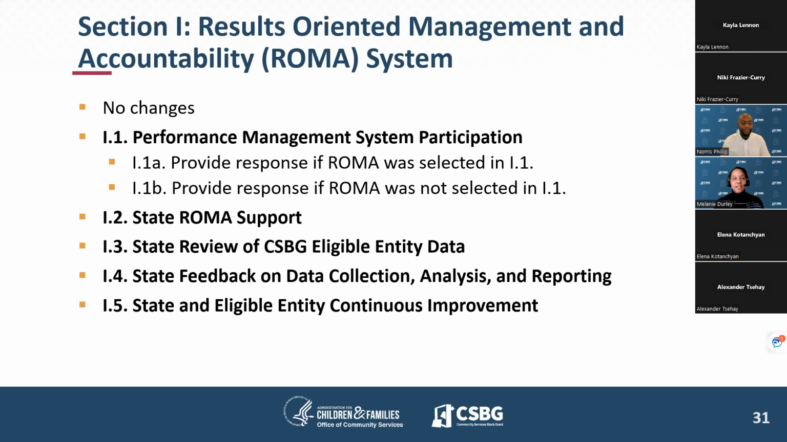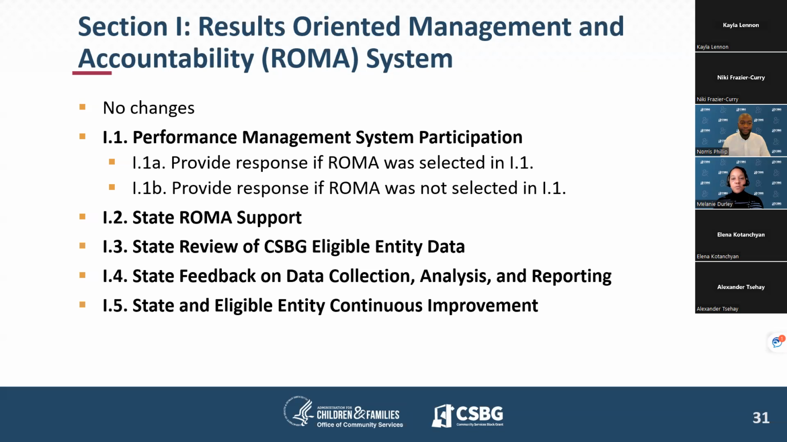Thank you, Norris. The last section in Module 1 is Section I, Results-Oriented Management and Accountability System, also known as ROMA. No changes were made in this section, and the section is largely narrative. Item I1 asks you to confirm the performance measurement system that the state and eligible entities use as required by Section 678E(a) of the CSBG Act, and assurance under Section 676B(12) of the Act.